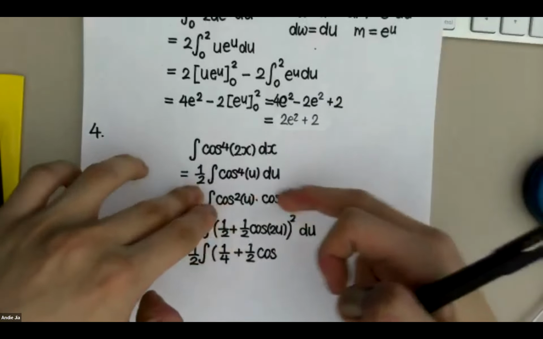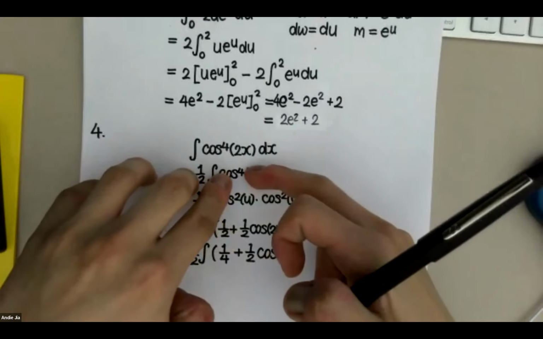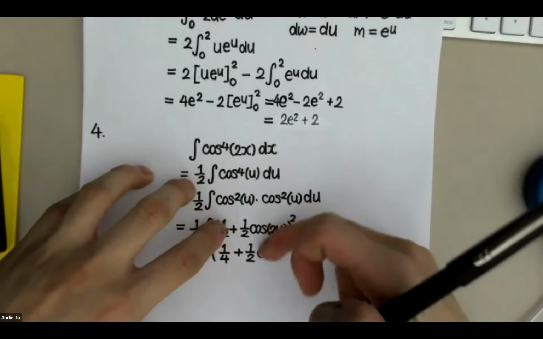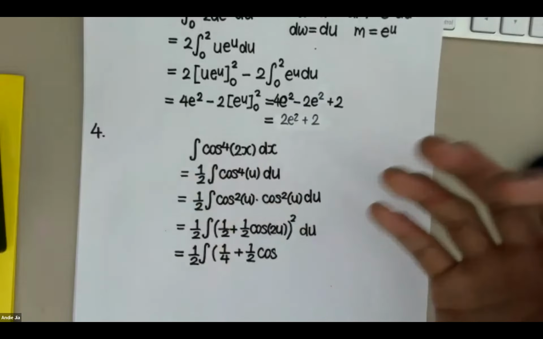Also, do we FOIL for that part? Yeah, because cosine squared and squared is 4. So we just expand it because this is (a plus b) squared. Then we can do u substitution here. Also, personally, what I see is this is nicer when I expand it because I can split it up into like 3 different integrals, and sometimes that makes life easier.